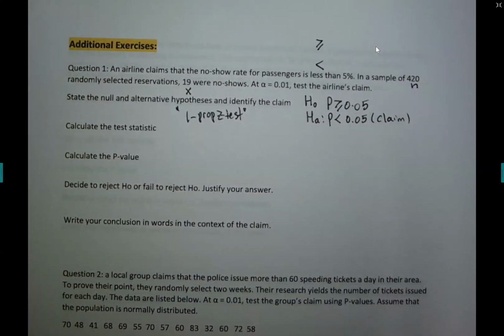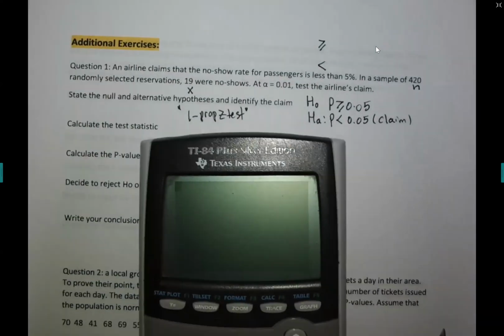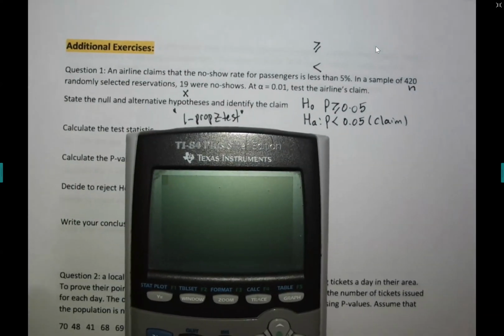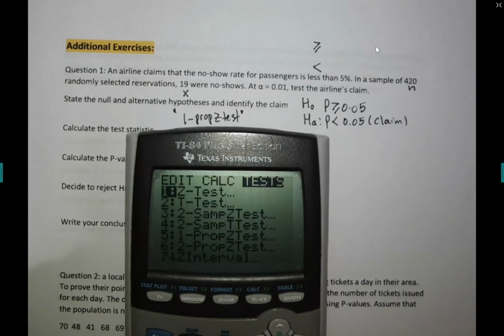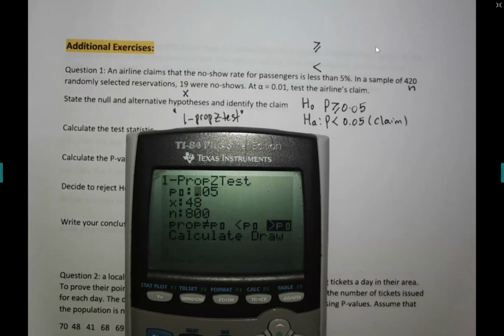Let's do it. For some students who have this calculator, let me do it on that one. No, it's the same thing. Stat, tests, one prop Z test, 0.05. X is 19. N is 420. And we need less than. Don't forget, guys, again, I cannot stress enough how important it is to select the last step before you hit calculate. Less than, and then calculate.